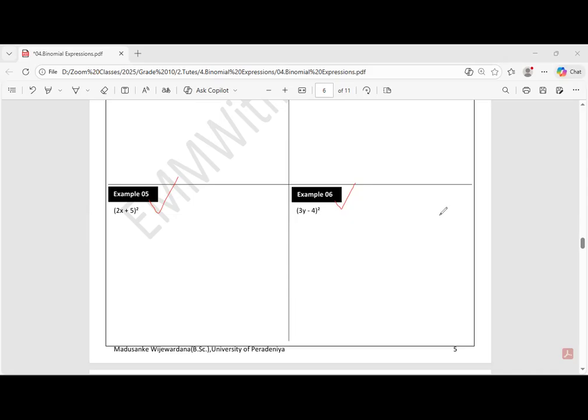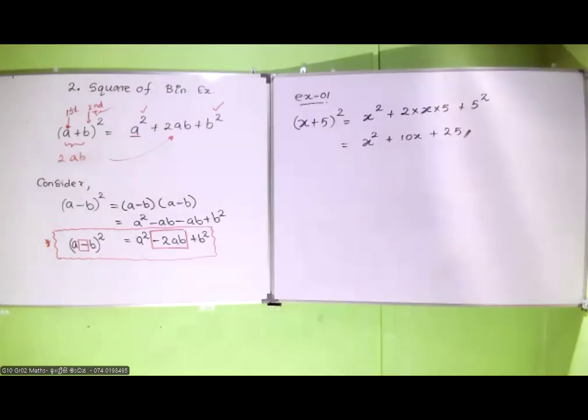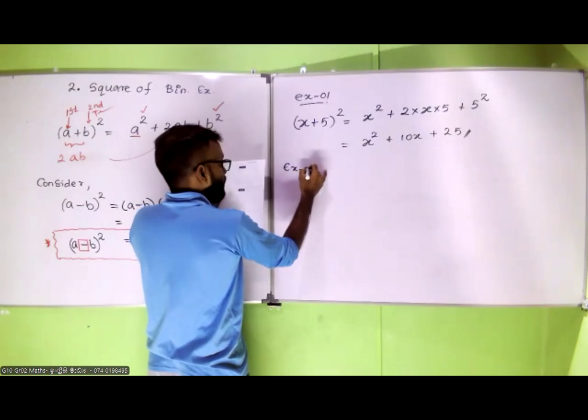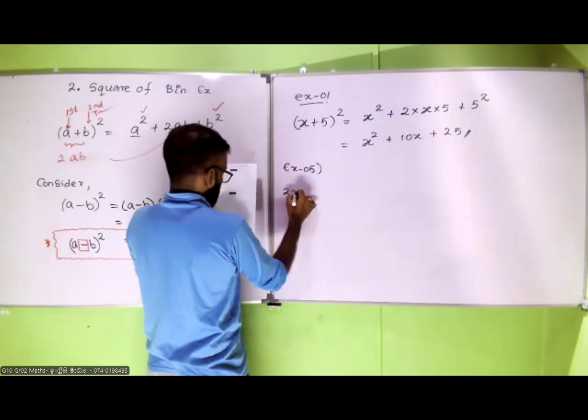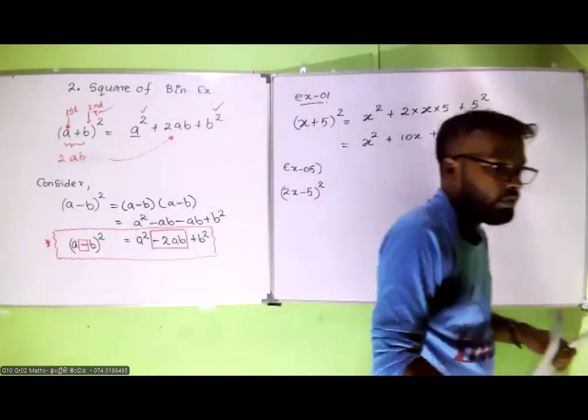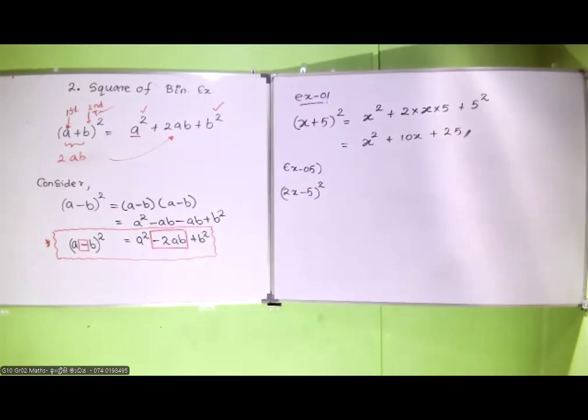Okay, super. Then we got the percentage. Example number 5: 2x plus 5 to the power 2. 2x plus 5 to the power 2.